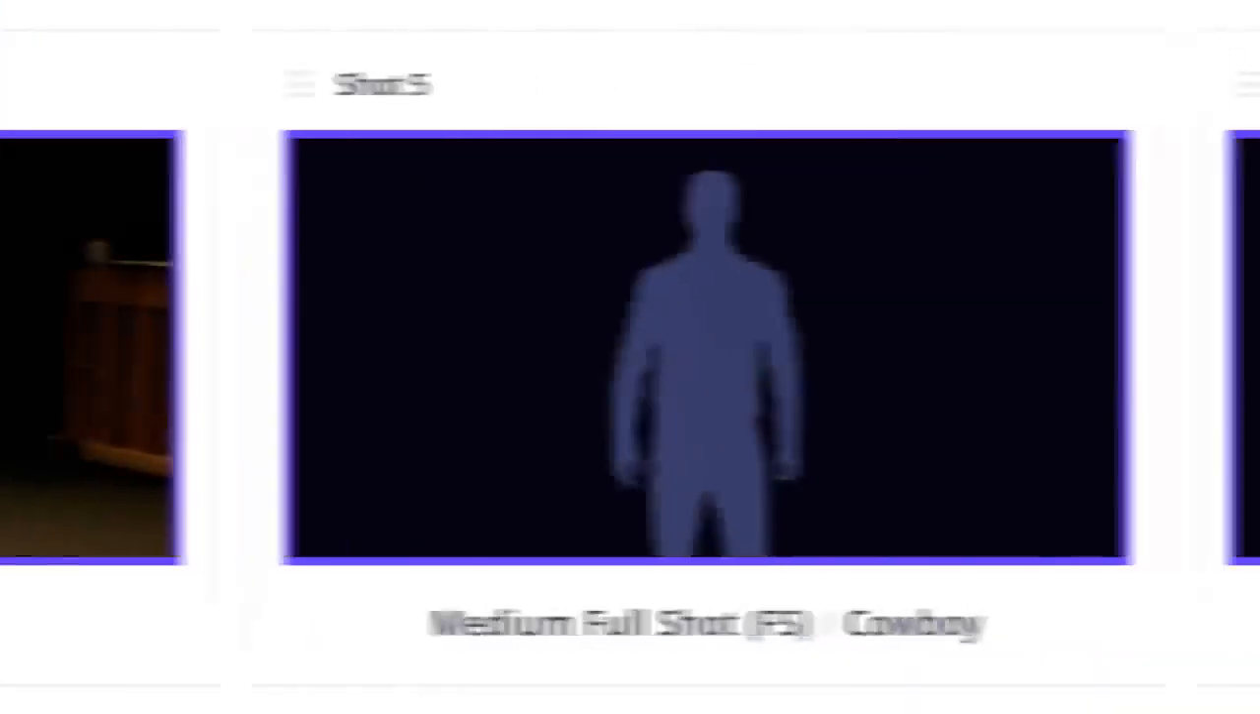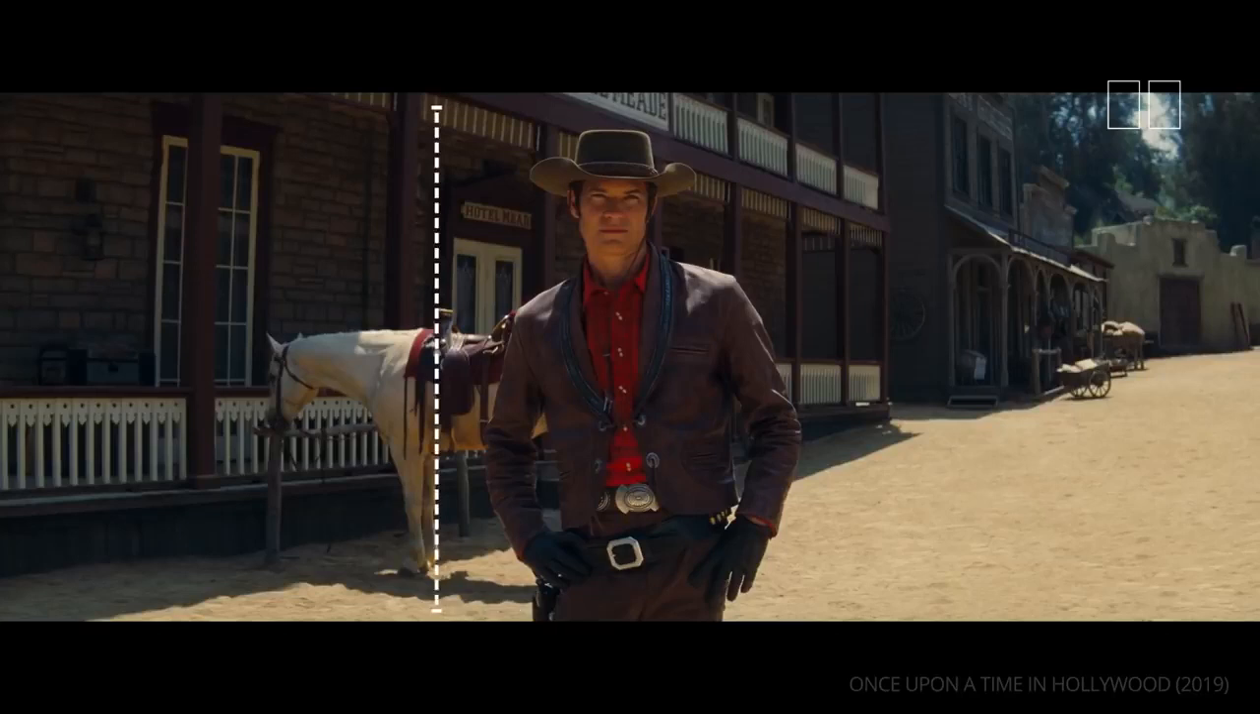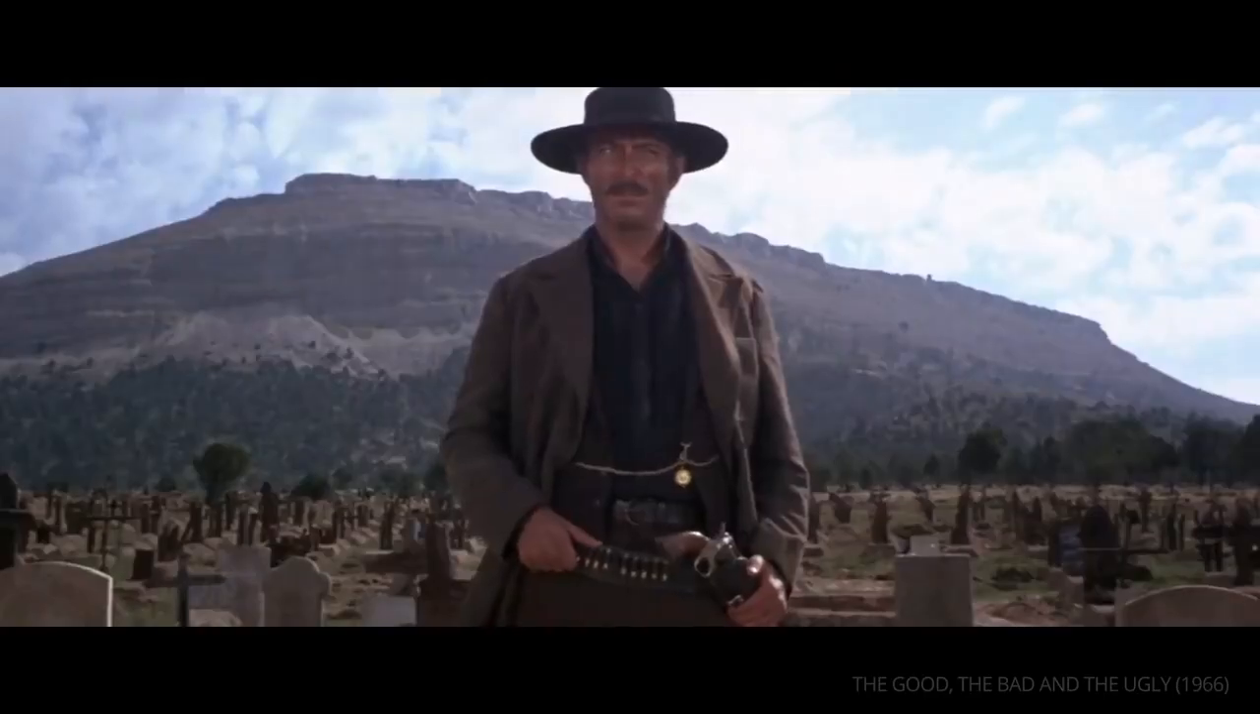Moving on. Medium full shot, cowboy. The medium full shot is arranged from the top of the subject's head to just below their waist. It is sometimes referred to as a cowboy shot based on the height of gun holsters.